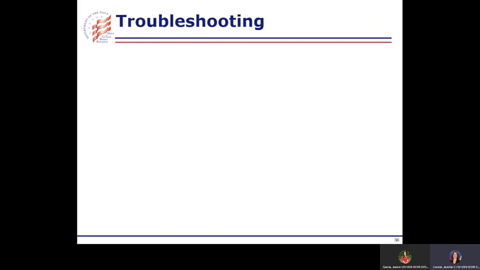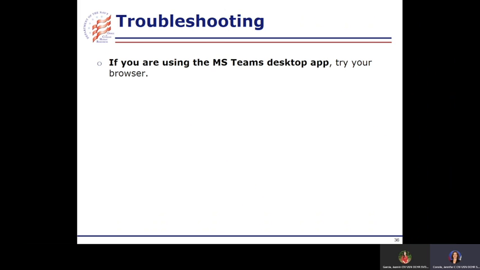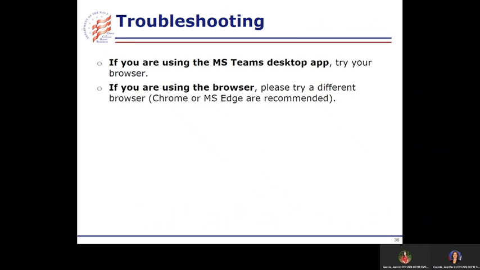If you have confirmed that you are not connected to the VPN and you are still unable to connect to the meeting or see and hear what you are supposed to see and hear, then you can first switch to the other method of accessing Microsoft Teams. If you are on the browser, then try the app. If you are on the app, then try the browser. If you have tried the app and the browser with no success, then try a different browser. Remember that Chrome and Edge are the recommended browsers for Microsoft Teams.